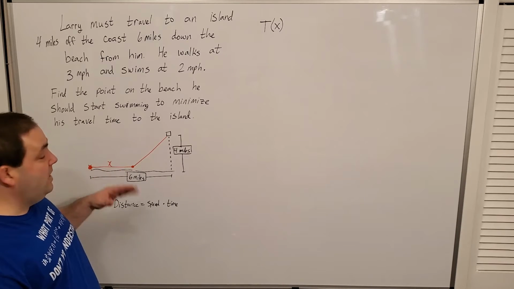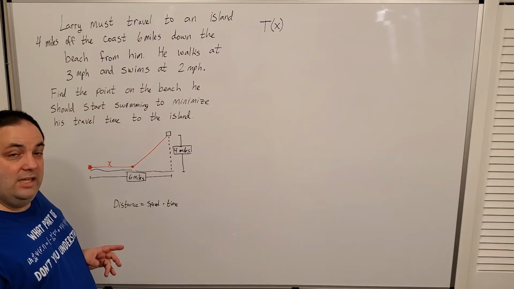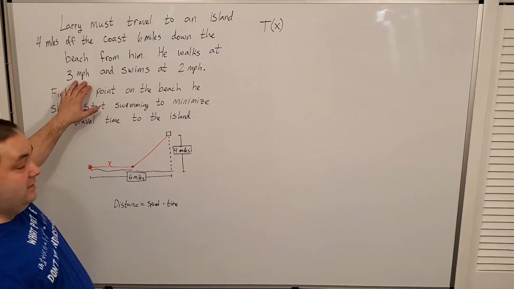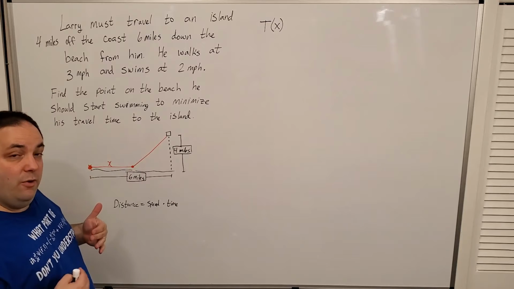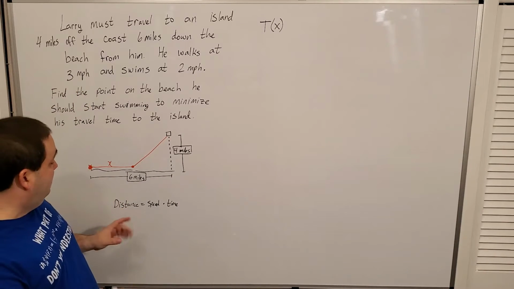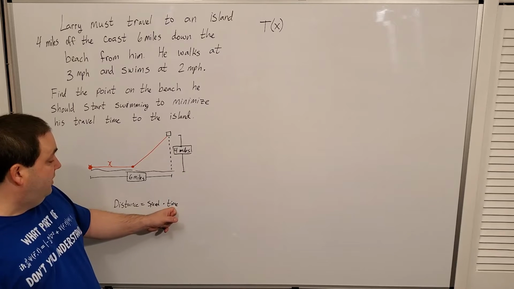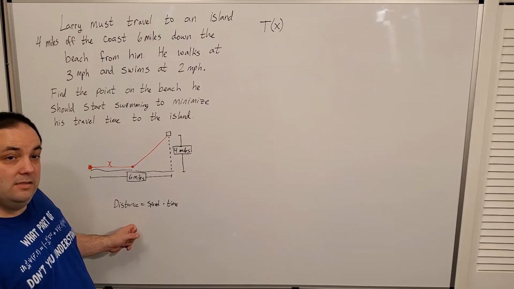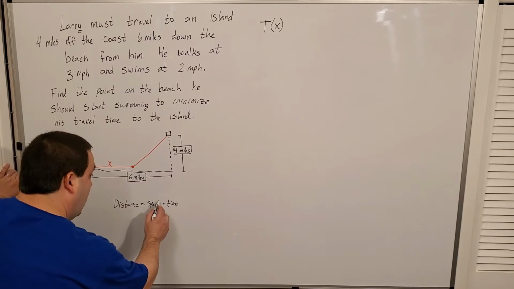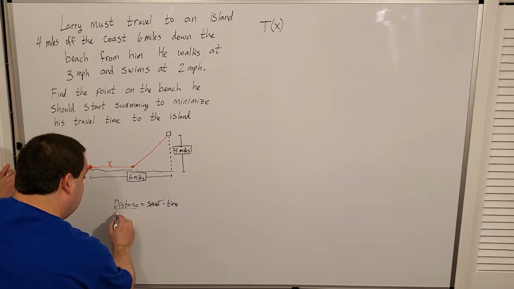Okay, it may not be the minimum actual distance that he's traveling, but consider that it wants to favor him walking because it's a little bit faster, right? Then we need to take into consideration the times, not just the distances. So what we're going to end up doing is saying that time is distance divided by the speed.